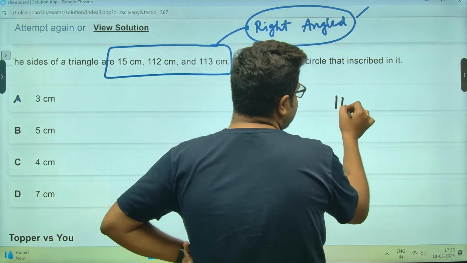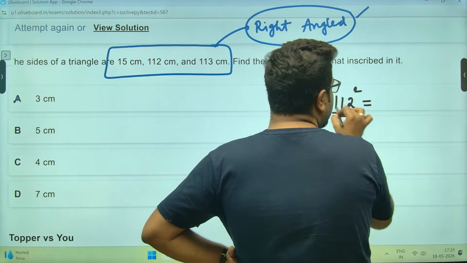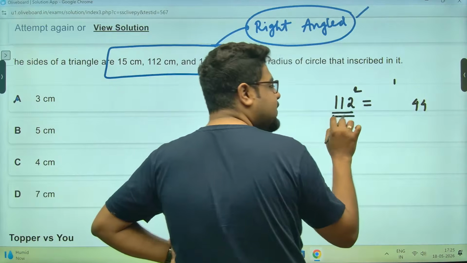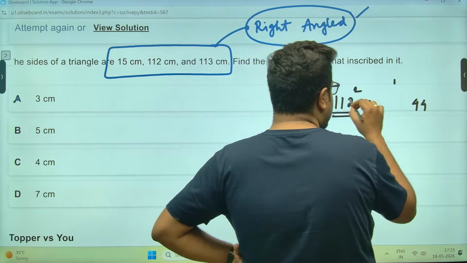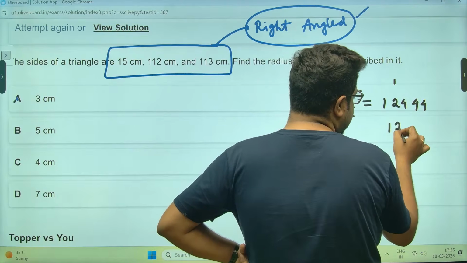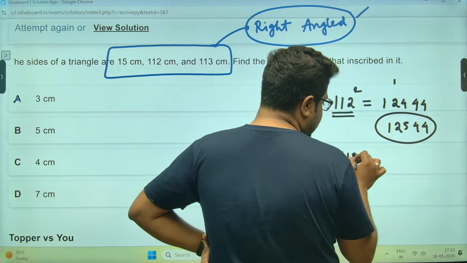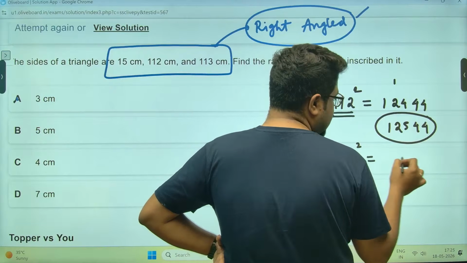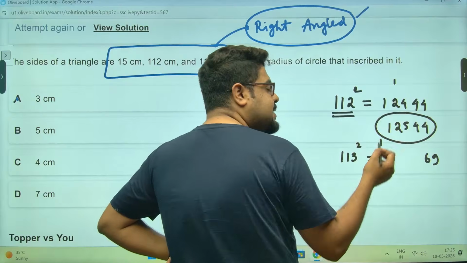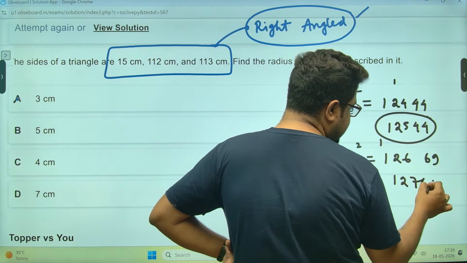How to find 112 square? Use the base method. This is 12 square, that is 144, right? 44, 1 is carry. 112 plus 12 more is 124, plus the carry is 125, 44. That's the square. Same you do for 113. 13 squared is 169, 69 you put, 1 is carry. 113 plus 13 is 126, plus 1 is 127, 69.